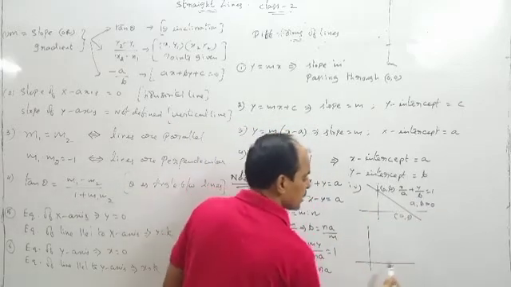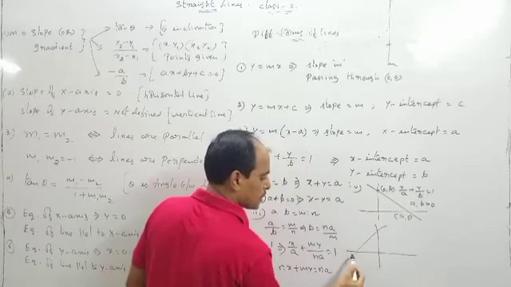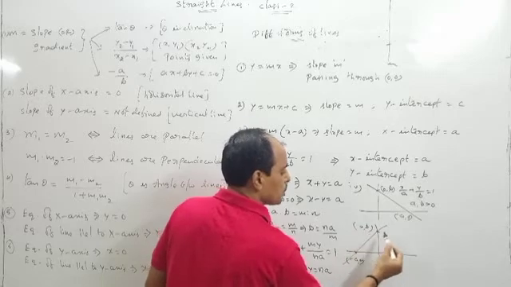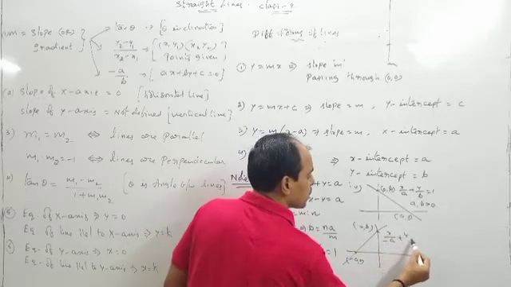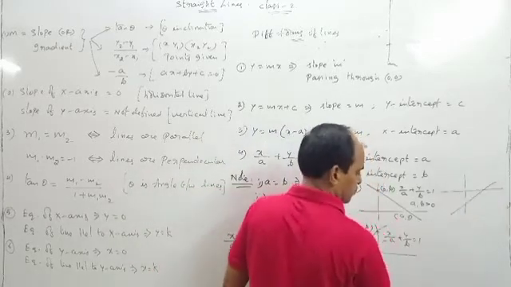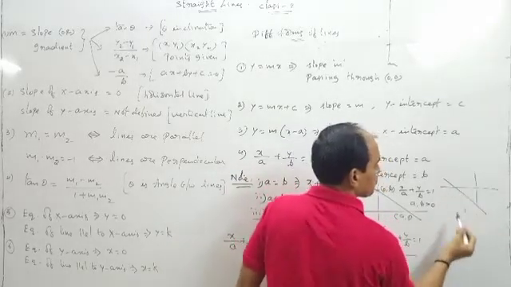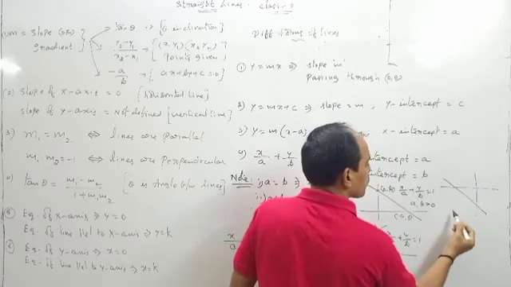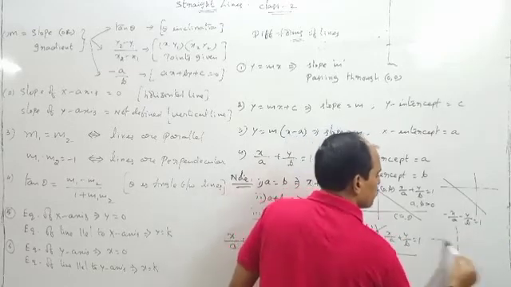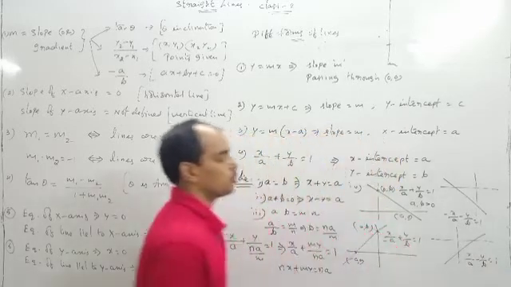Suppose we consider these two in the second quadrant, like this. This will be (-a, 0) and (0, b). So the equation is x/(-a) + y/b = 1. If you take the third quadrant, the equation of the line will be -x/a - y/b = 1. In the fourth quadrant, this will be x/a - y/b = 1.